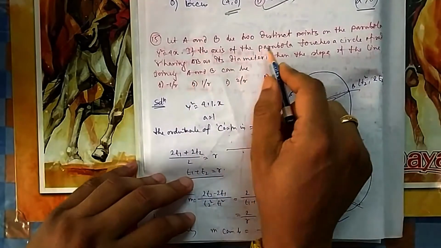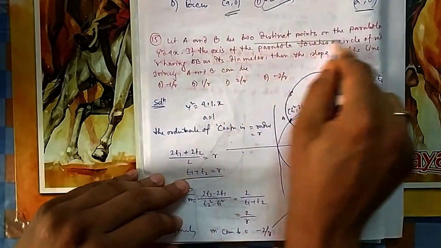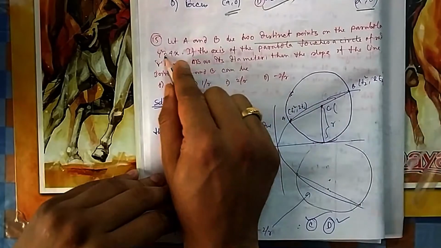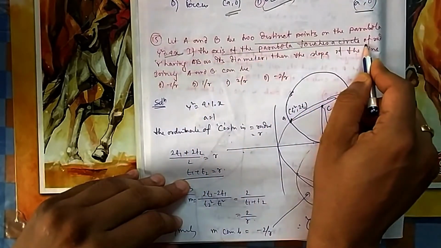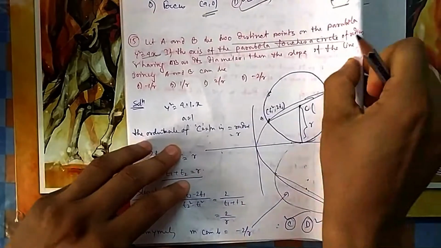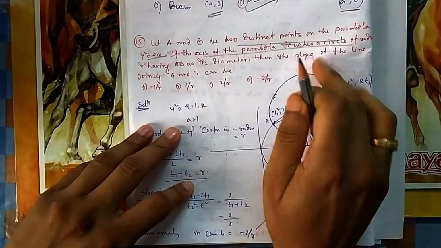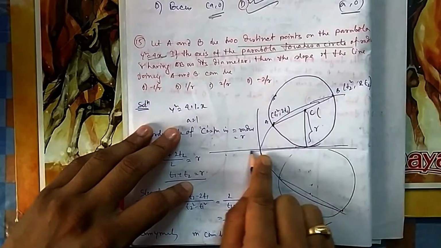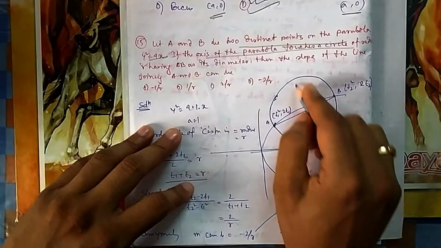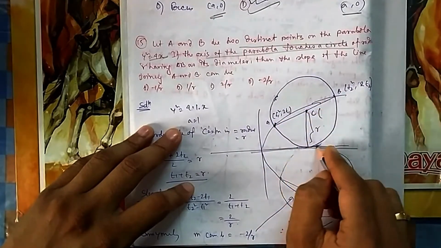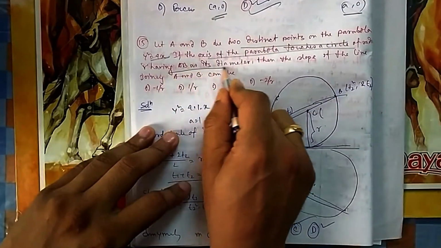So in 15, A, B are two distinct points on the parabola y square equal to 4x. So you have a parabola y square equal to 4x. If the axis of the parabola, this is the axis of the parabola, should touch the circle, that should touch a circle of radius r. So you have a circle whose radius is r, it is touching that circle, having AB as its diameter.